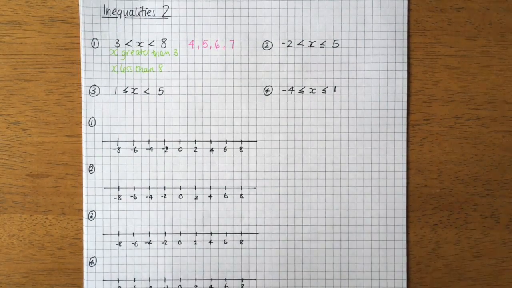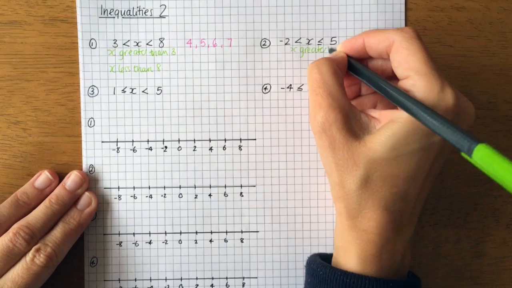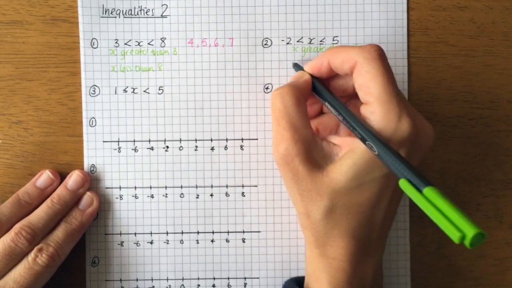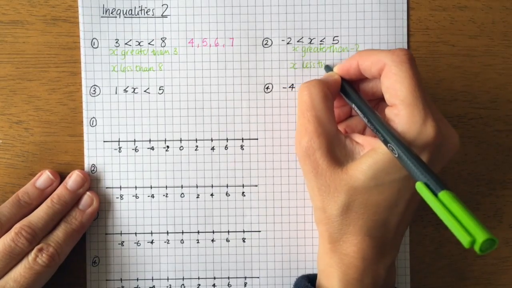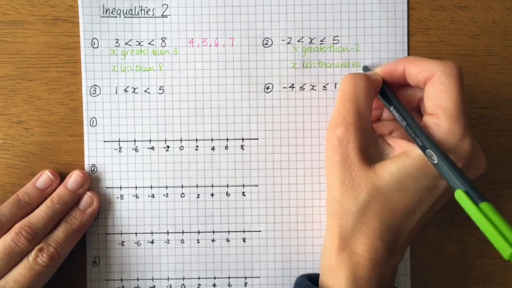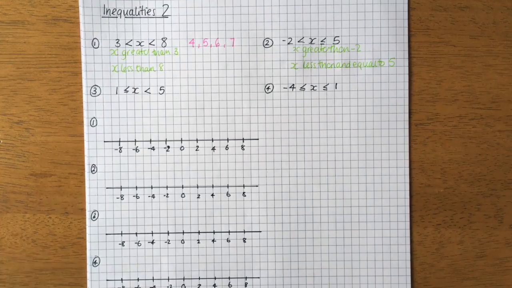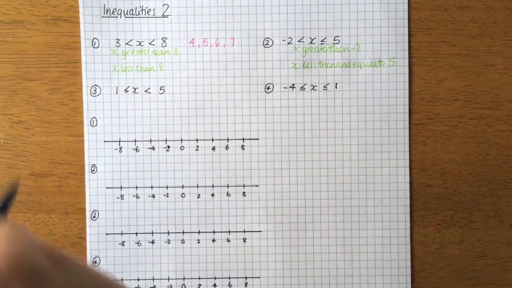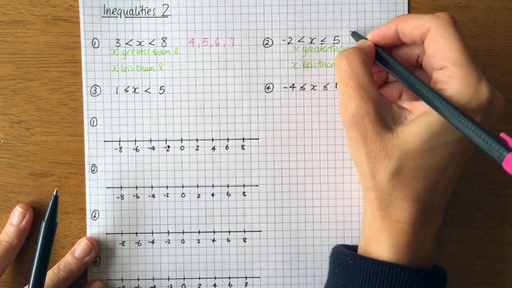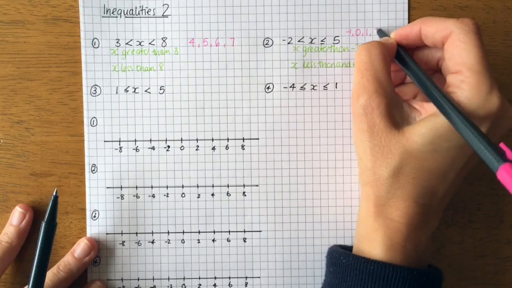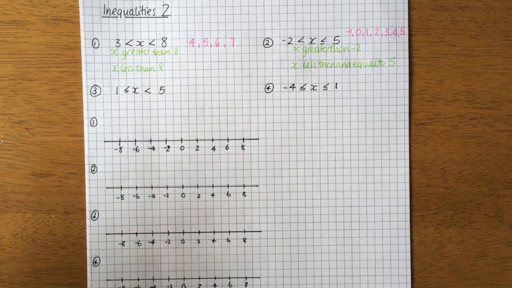Okay, so for this one, it's telling me that X is greater than -2, but it's also telling me that X is less than or equal to 5. So we've got our boundaries, which are -2 and 5. Which ones does it include and which one doesn't? It doesn't include the -2, so it's -1, 0, 1, 2, 3, 4. And yes, it does include 5 in this one.